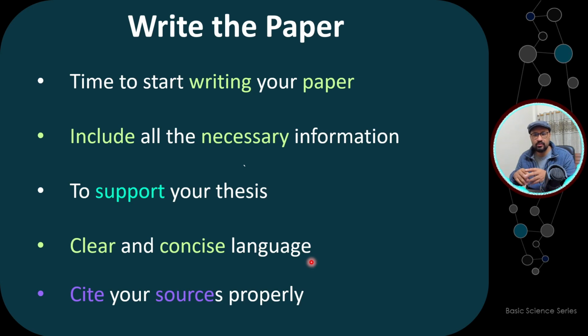Next is cite your sources properly. You need to cite the sources, but proper source citation is important. Sometimes what we do is cite a paper which is not relevant to that particular evidence. So you need to find a valid reference which is directly linked to the statement that you are putting in your paper. So in short, cite your sources properly.